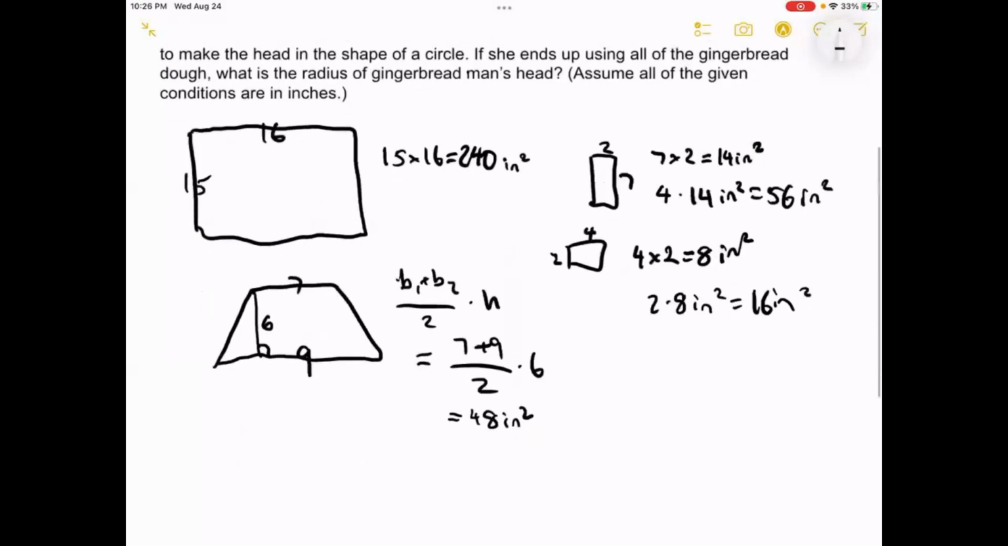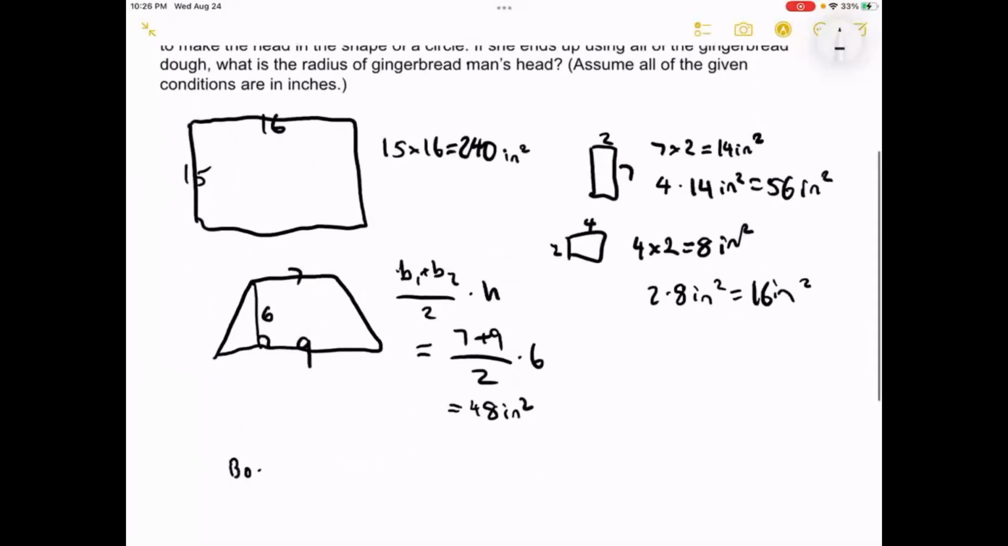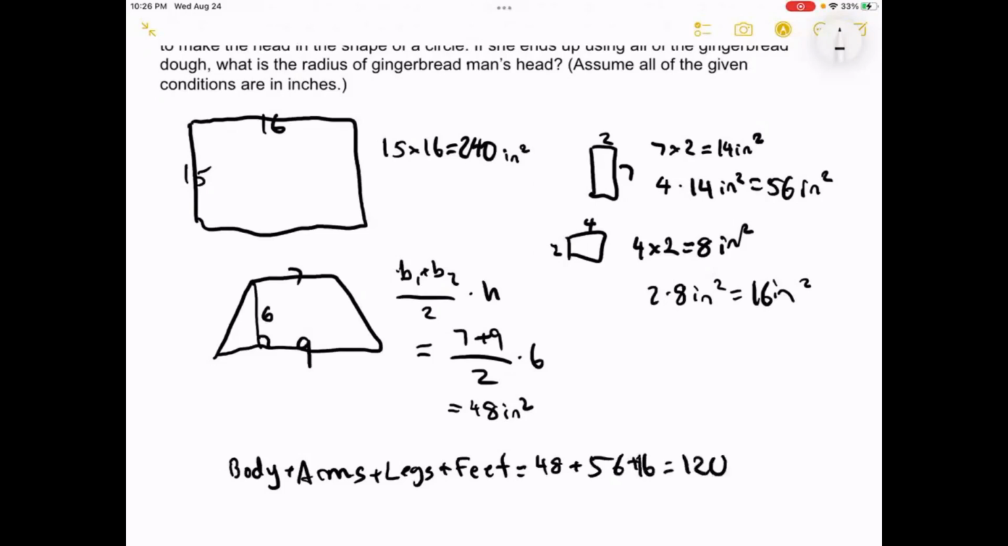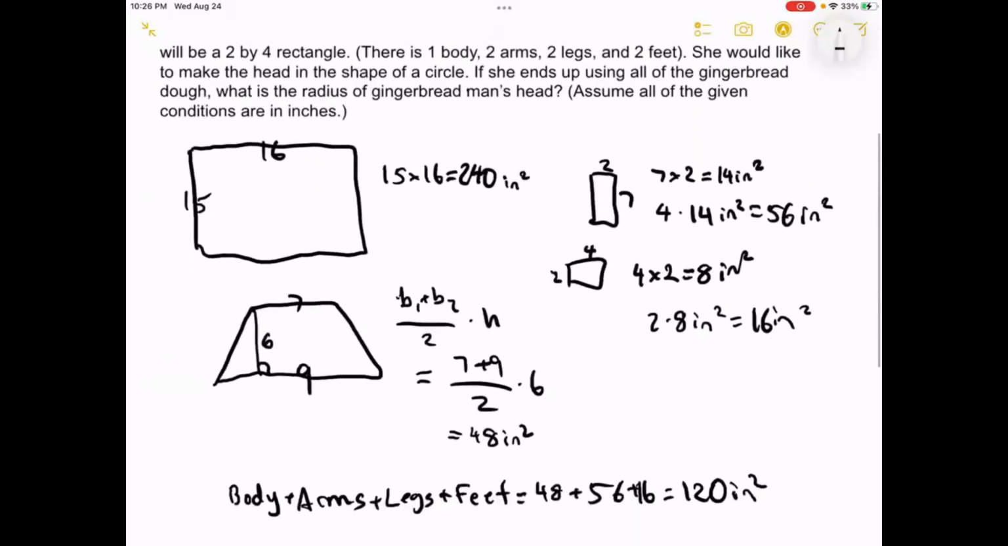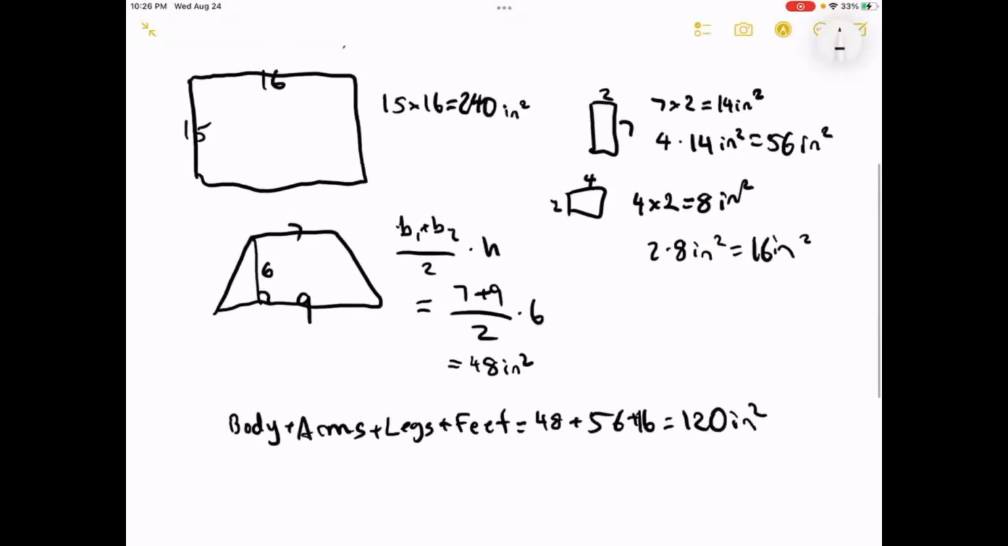Now, for the body plus the arms plus the legs plus the feet, this totals to 48 plus 56 plus 16, which is equal to 120 square inches. So now she uses the rest of the dough to create a head. And the head has an area of 240 square inches minus 120 square inches, and this is equal to 120 square inches.